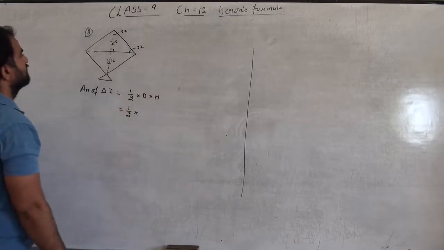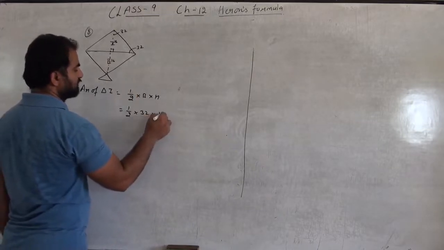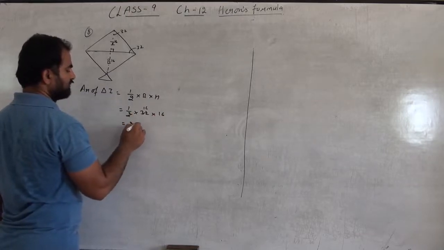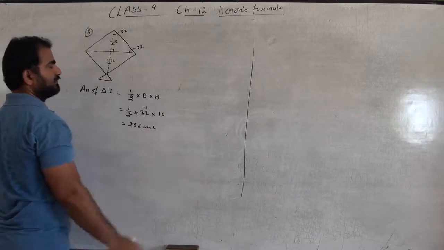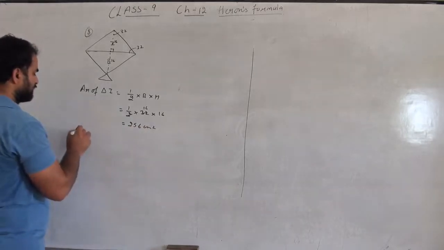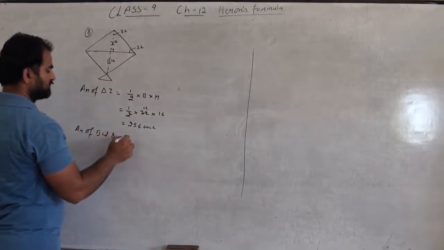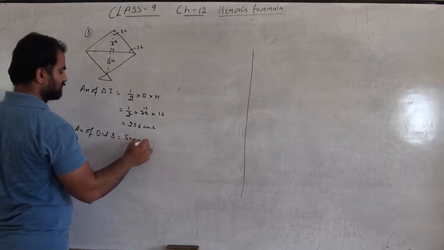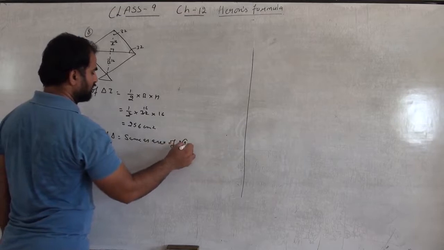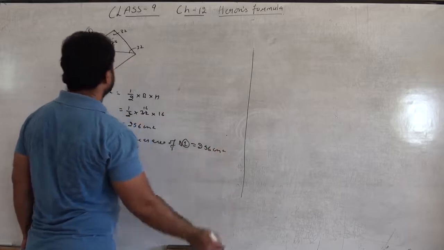What is the base? The base is 32. And what is the height? 16. So it will be 256 centimeter square. Okay. So area of second triangle is the same as area of triangle number 1, equals 256 centimeter square.